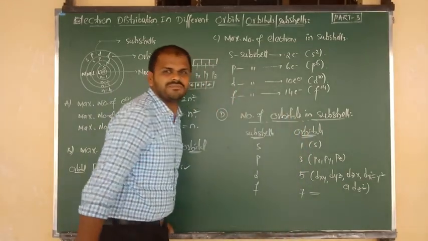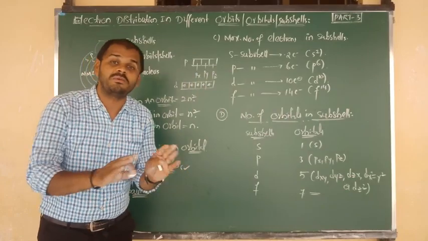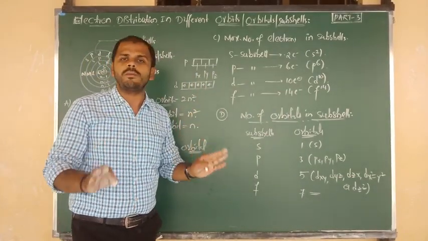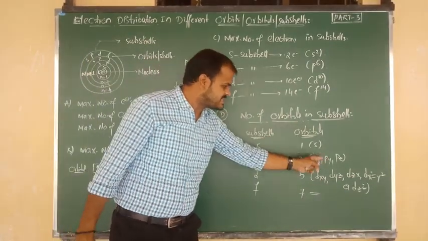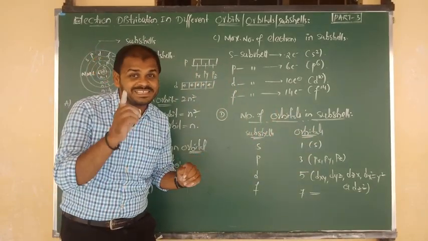But further information we don't need to discuss. In advanced level maybe it is not needed, beta. So just try to remember. These are the subshells and this is the information about the orbital. No variation is there, na beta?